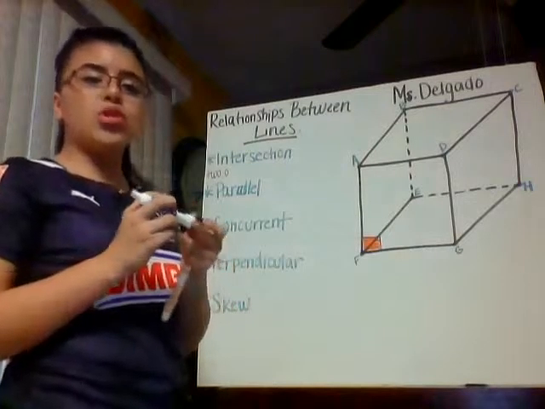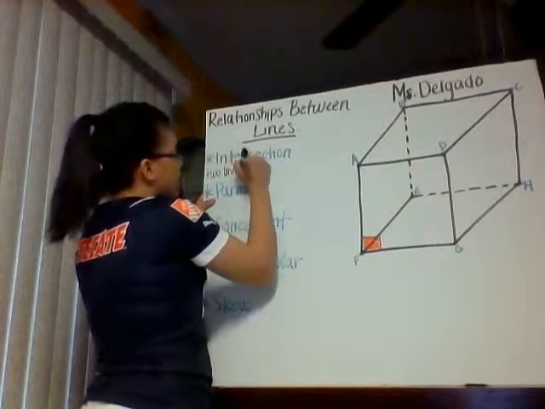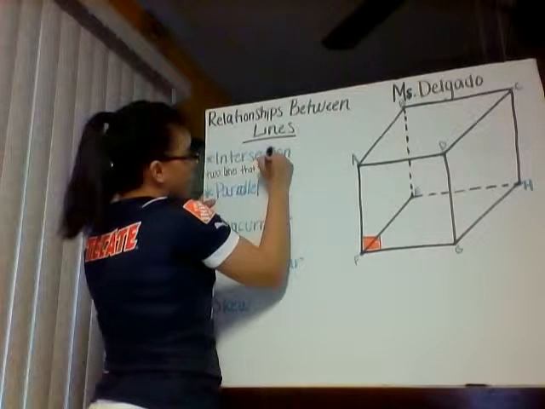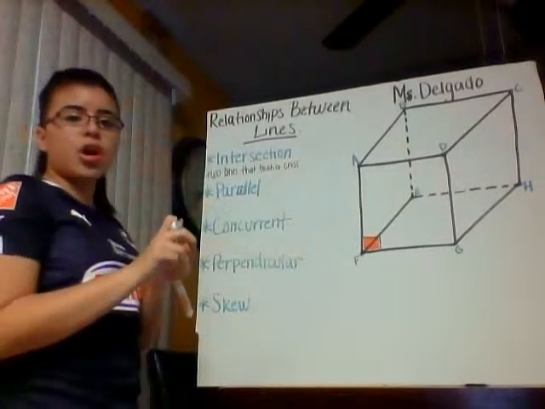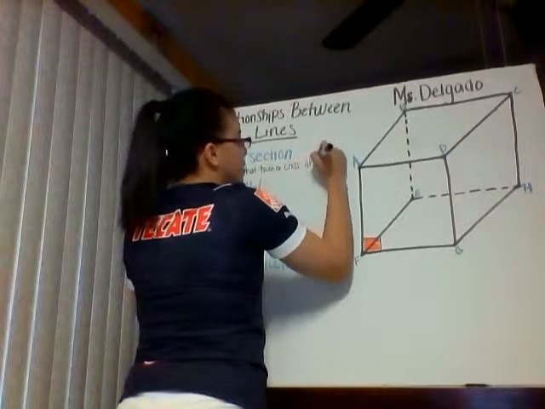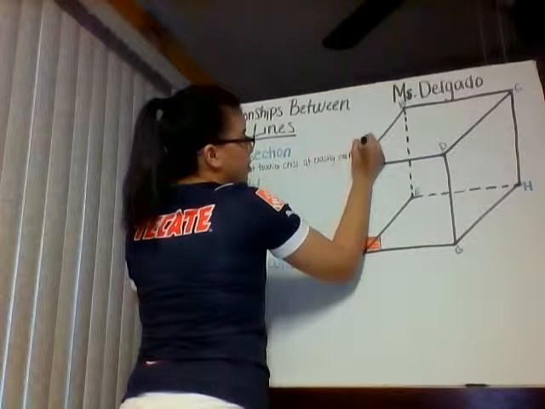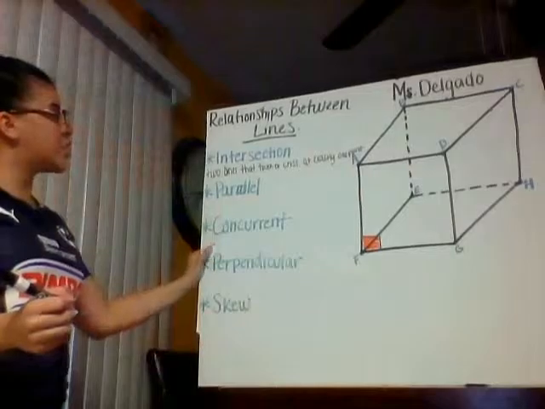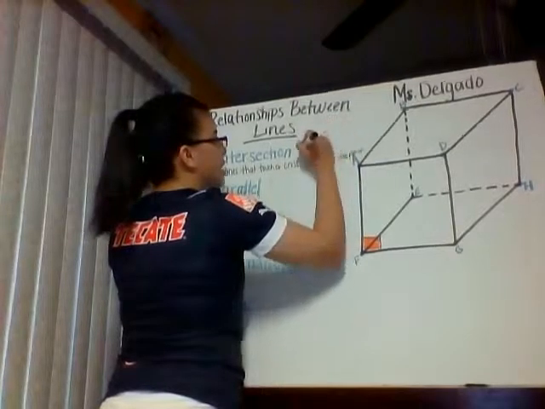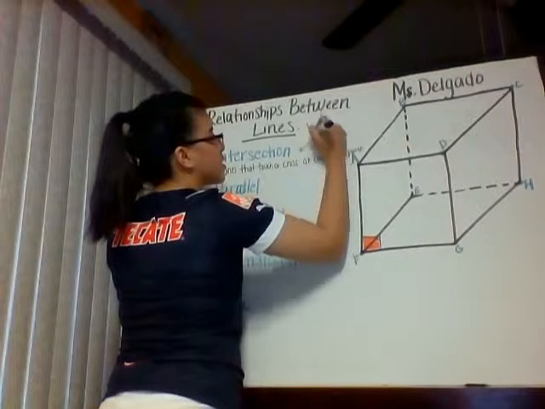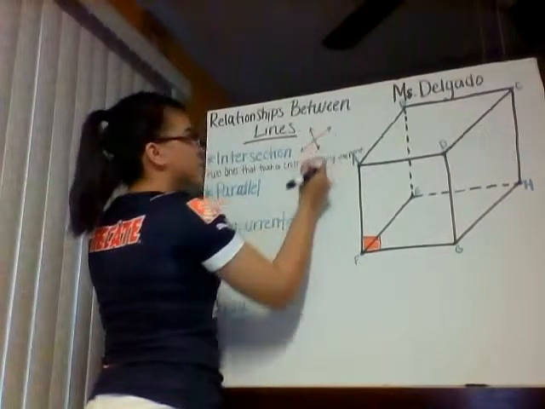An intersection are two lines that touch or cross at exactly 1 point. So that's two lines that touch or cross at exactly 1 point. An example of that would just be any two lines that cross at one given point. Okay?